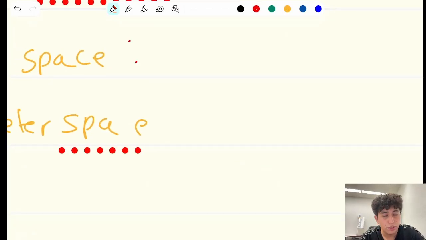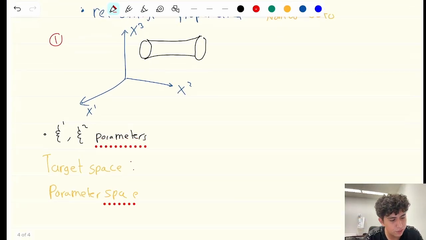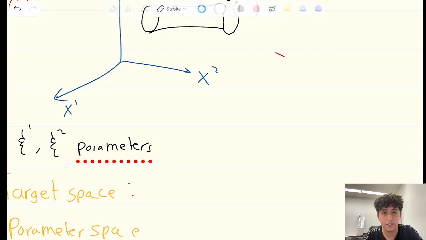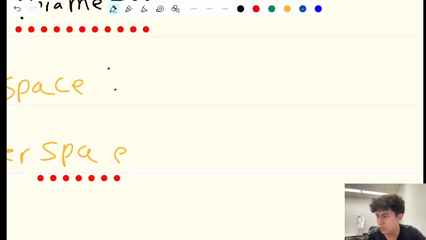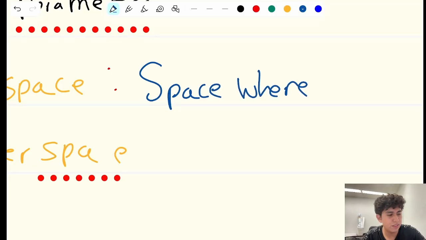Cool. So the target space is going to be the space in which the film, like this subfilm or the surface, lives. Essentially what I draw here. This is going to be the target space. So it's the space where the surface lives.